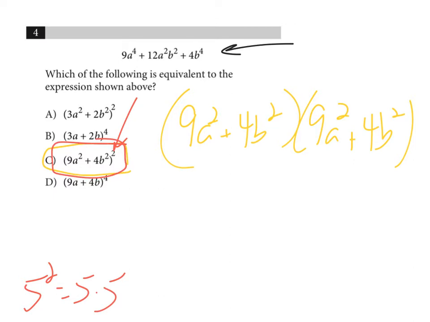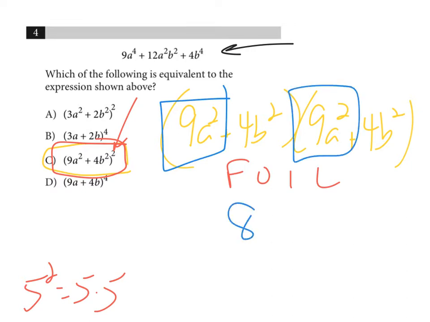Now, in order to multiply these two together, I'm going to FOIL. And here's where the problem happens. The front, 9a squared times 9a squared is 81a to the fourth. That doesn't match. That doesn't line up. I only need to have a 9a to the fourth. So I know answer choice C is not correct.